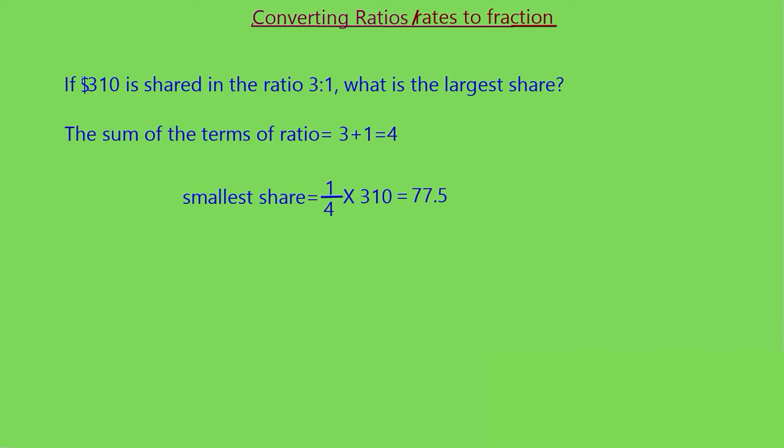What if we want to calculate the largest share? We would still add the ratio, and divide the largest number of the ratio by the ratio total, and multiply it by the total amount of money. For the largest, we get 232.5.